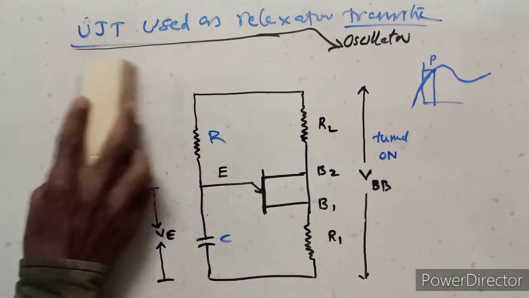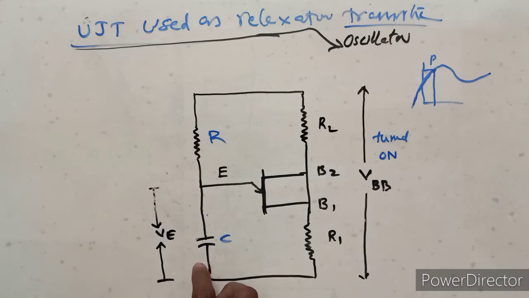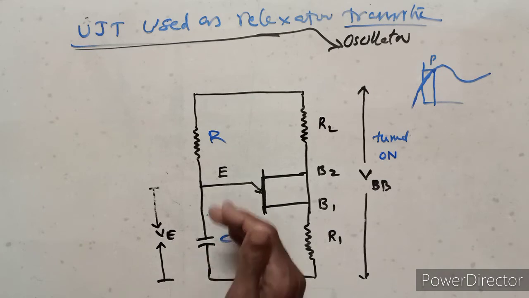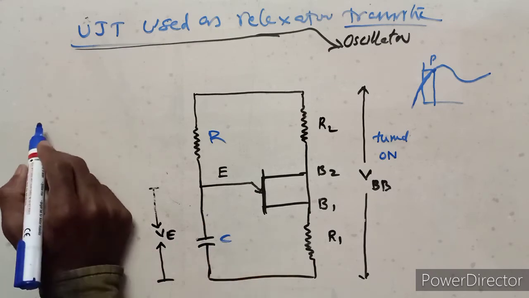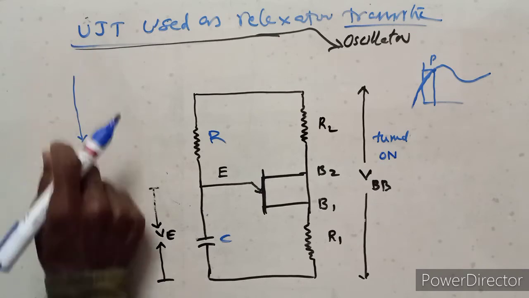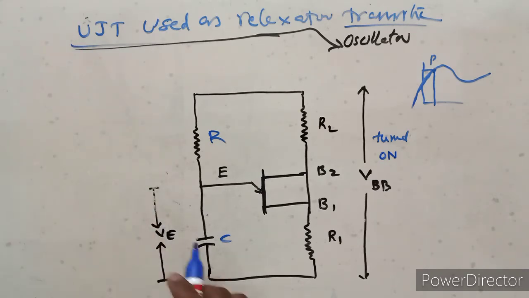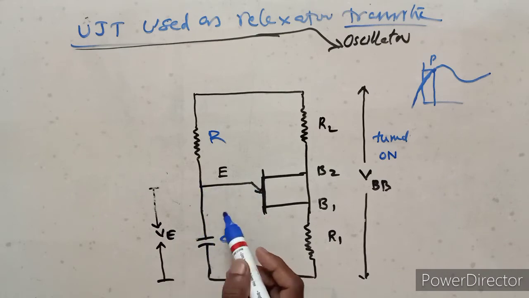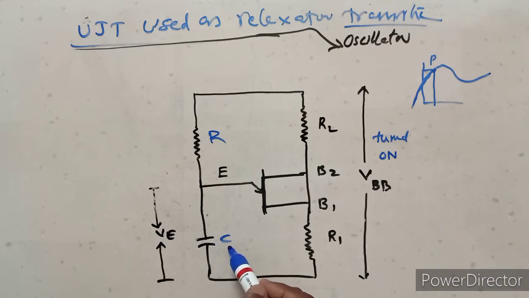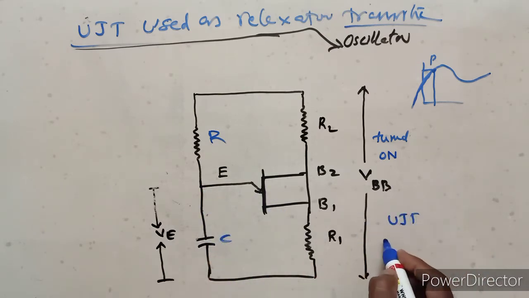Next, as the capacitor discharges, the capacitor voltage falls to zero. The emitter current automatically stops, because the capacitor is discharged and has reached zero. The emitter current stops and the UJT is switched off.